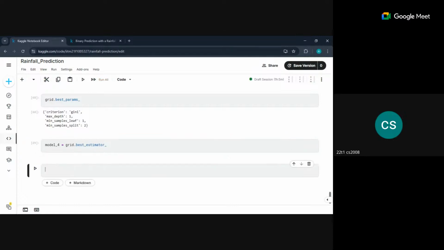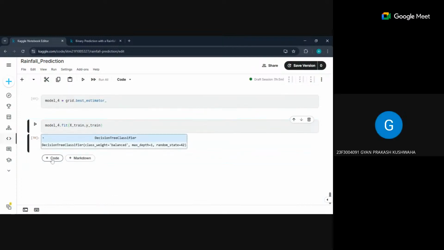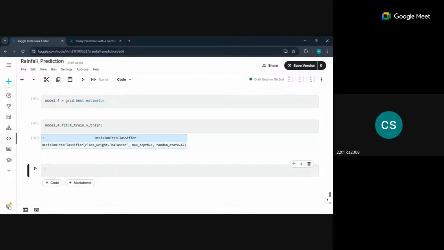Now let's do model 4 dot predict on our test range. Is there a question? So if we directly use the grid variable, that also predicts using the best parameters. Yes, you can use that. You can directly predict with it. If you want to just get a separate one out of it, then you can go for this.